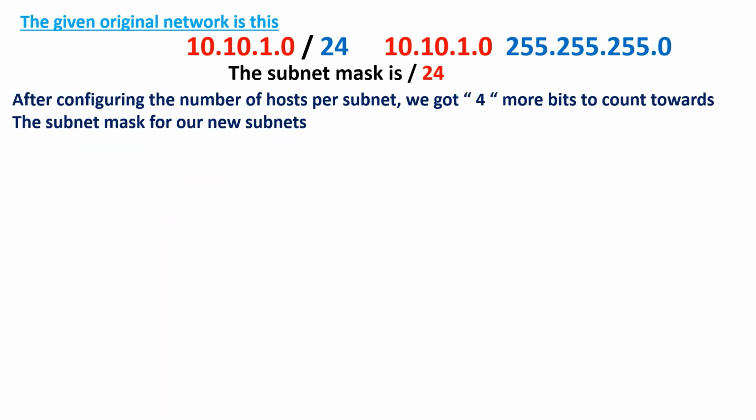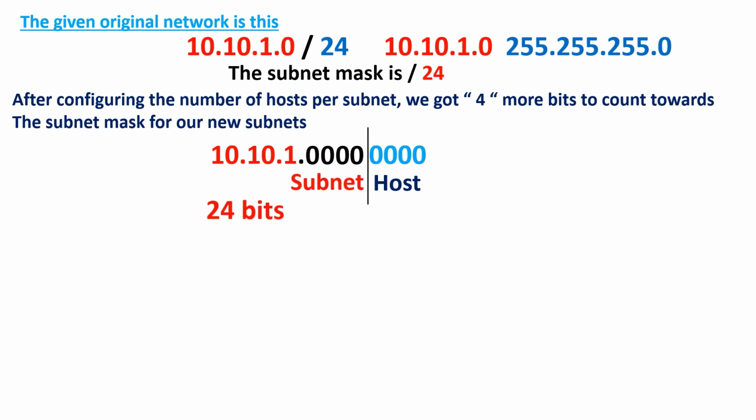After configuring the number of hosts per subnet, we got 4 more bits to count towards the subnet mask for our new subnets. So we worked already on our host portion. Now we need to work on the subnet. So we write down the IP address and we put a line here to separate the host portion from the subnet portion. And this is our host. Now for our subnets, if we put all the value of the bits to zeros, this is our subnet.